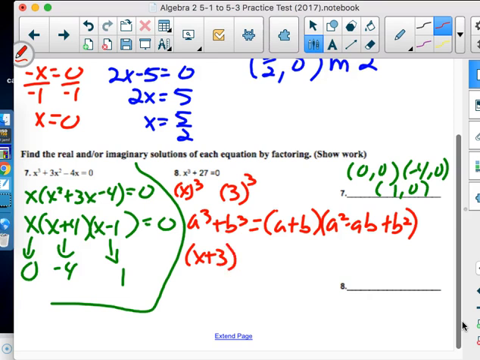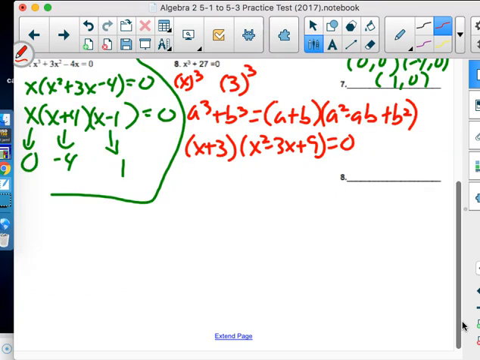X plus 3, x squared minus 3x plus 9 equals 0. Ooh, we got a good start. In fact, we got one 0 that's just begging us to write it down. What's that? -3, 0.